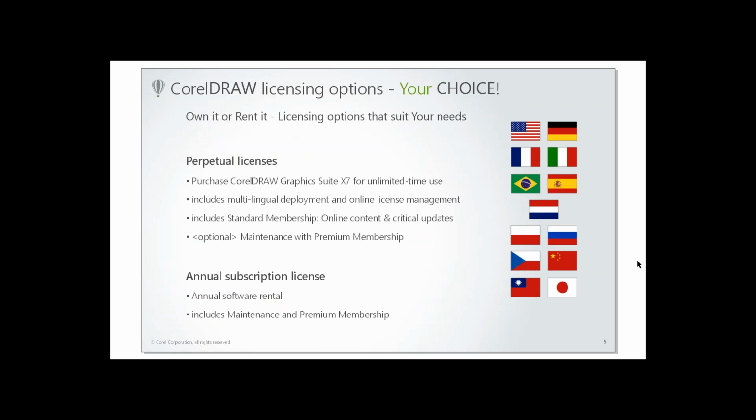For those who work on network deployments in enterprises, we offer multilingual network deployments as well as online licensing management. We have different options to give you access to additional maintenance and what we call premium membership, which is additional content and additional features and benefits throughout the lifecycle. That is for you to choose if you want to take those on. And then if you go on a subscription, you pay on an annual basis for the use of your product, and you can really deploy this and use it on whatever system you want.